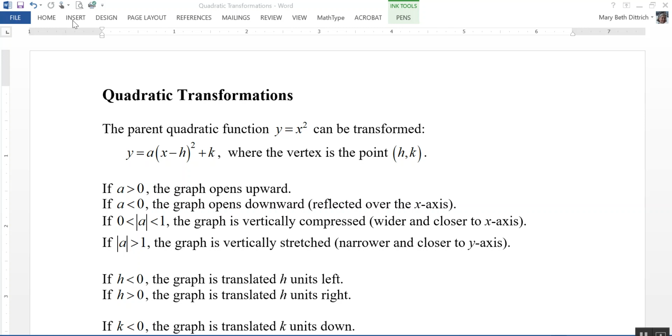If a is greater than 0, the graph opens upward. If a is less than 0, then the graph opens downward. In other words, the basic parent function is reflected over the x-axis.